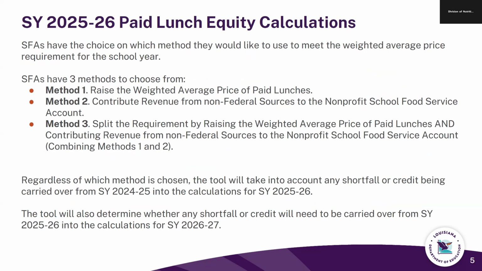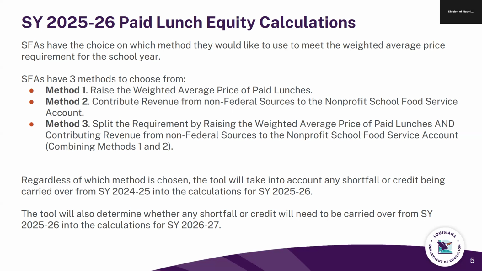So to continue on explaining about the calculations, SFAs have a choice on which method they would like to use to meet the weighted average price requirement for the school year. You have three different methods that you can choose from. Method one, you're going to raise your average price of paid lunches. Or method two, you're going to contribute revenue from non-federal sources to the nonprofit school food service account. Or you can choose method three, which is basically splitting the requirement by raising the price of your paid lunches and contributing non-federal sources to the nonprofit school food service account. So it basically combines methods one and two.